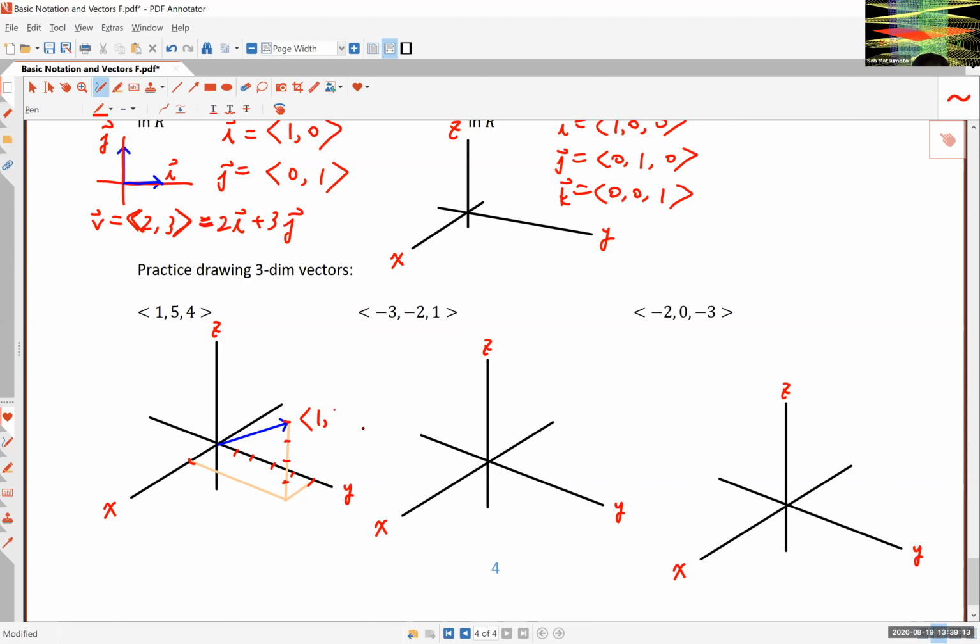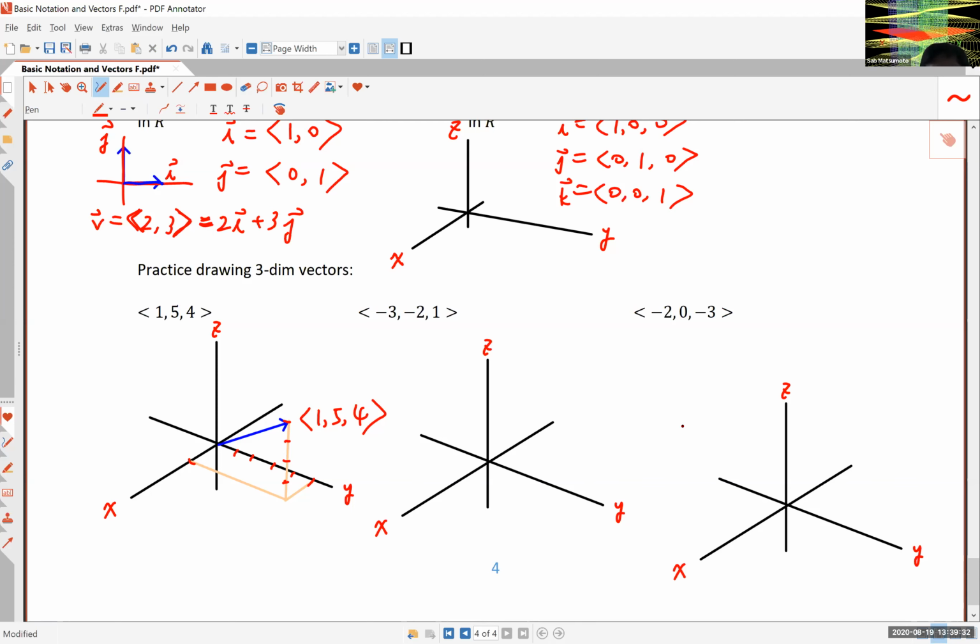Make it look like it's in 3 dimensions, even though you're drawing on your piece of paper or on your screen, which is definitely 2-dimensional. What helps is these light auxiliary lines that make it look like it's in 3 dimensions.